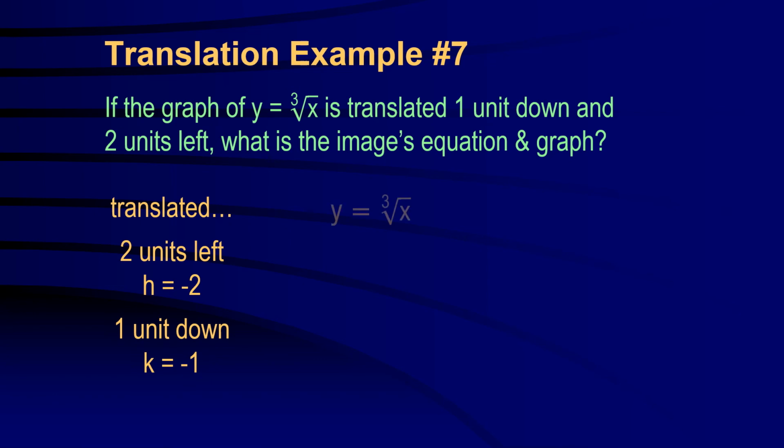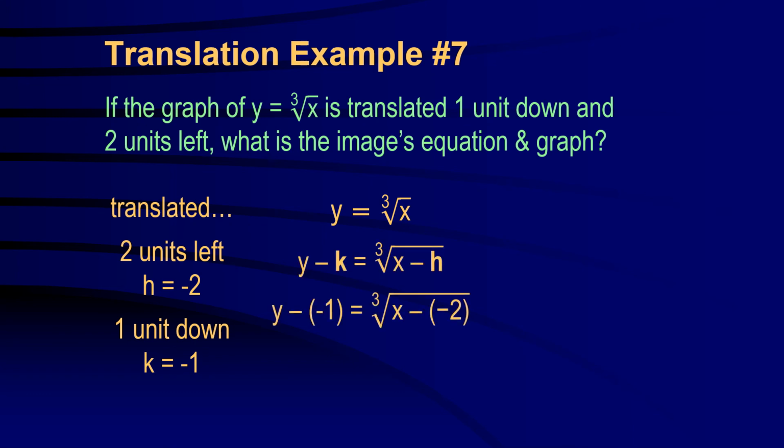Having the h and k values allows us to take y equals cube root of x, apply the graph translation theorem, and rewrite it as y minus a negative 1 equals the cube root of x minus a negative 2. Since y minus a negative 1 is y plus 1, we'll subtract 1 from both sides, and we can simply rewrite the equation as y equals cube root of the quantity x plus 2 minus 1.